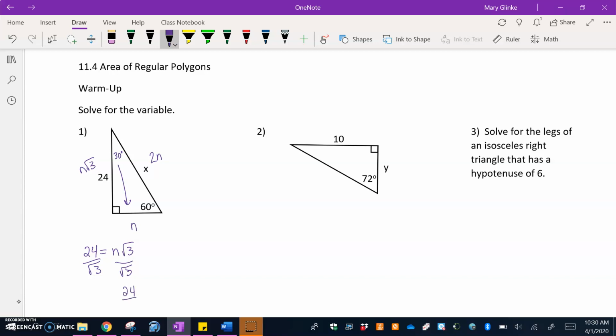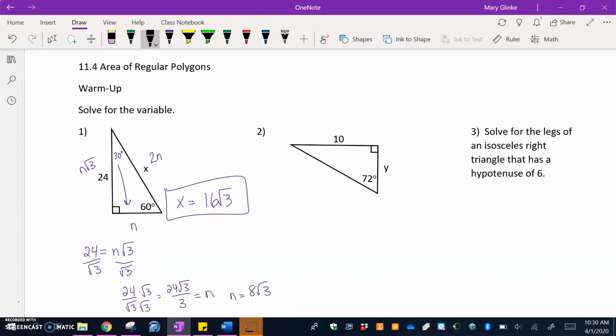So after we divide by root 3, we are then going to rationalize our denominator and get 24 root 3 over 3 to be our n side, which simplifies then to 8 root 3, which then plugging it in gives us an x value of 16 root 3.